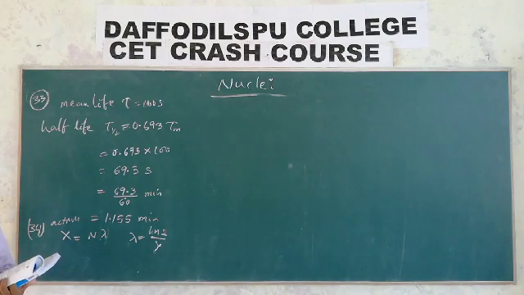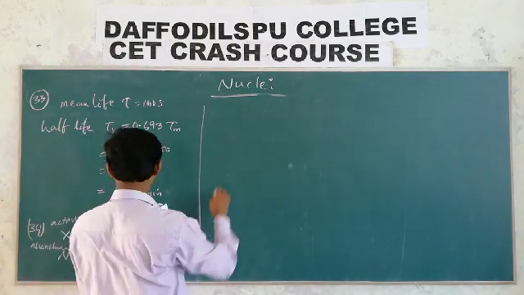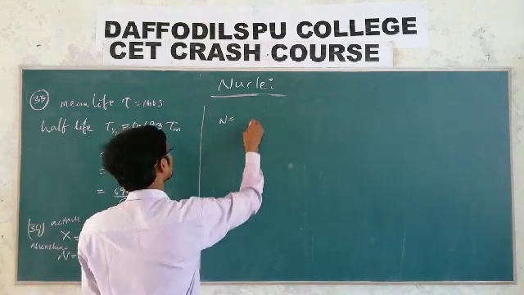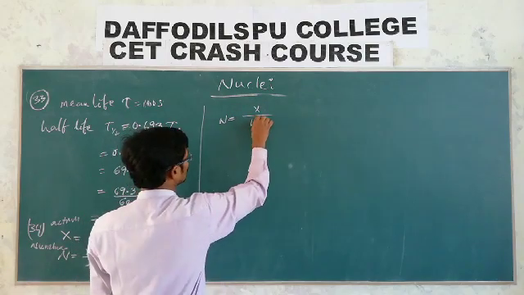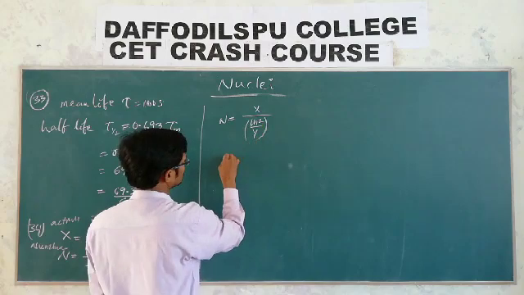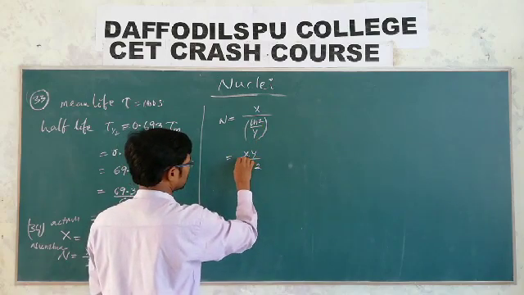The value of this constant: n is equal to x by lambda, the number of nuclei at constant. Now n is equal to x by lambda, which is x by ln2 by y, that is equal to x y by ln2.